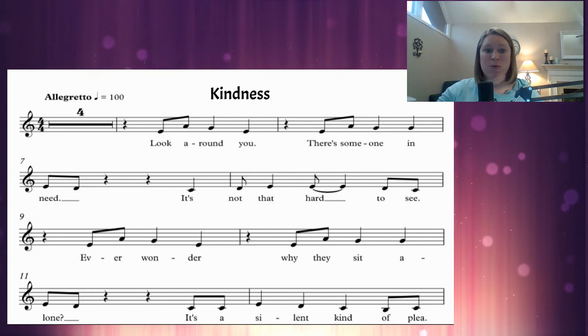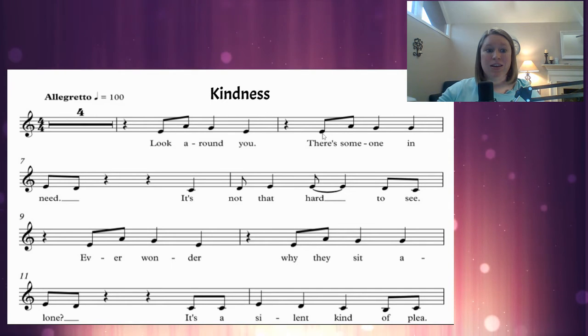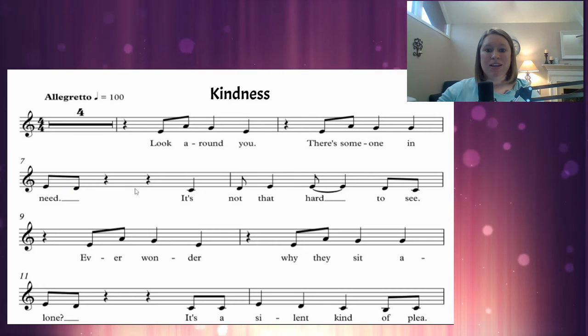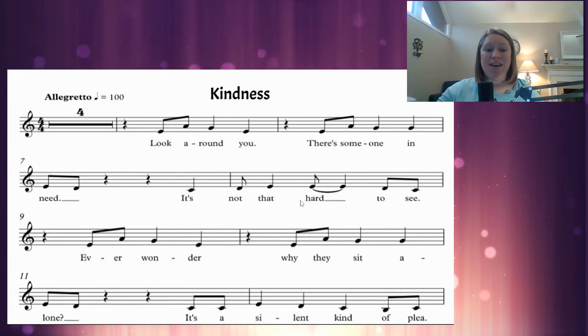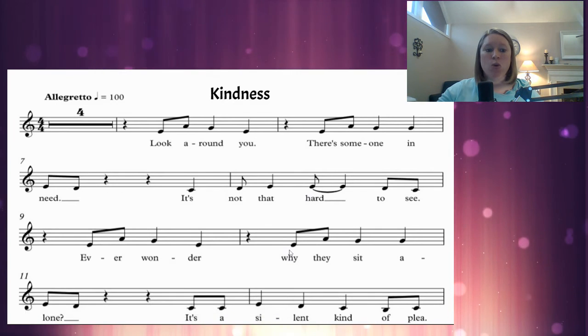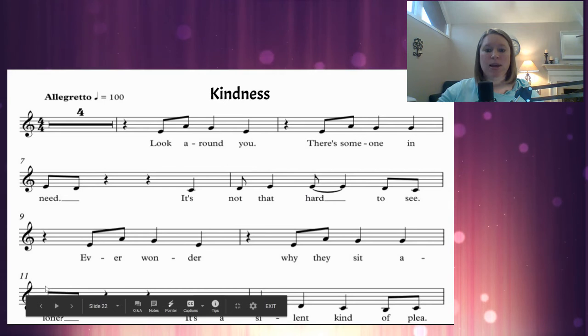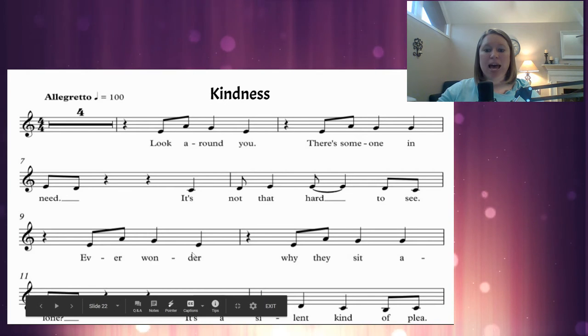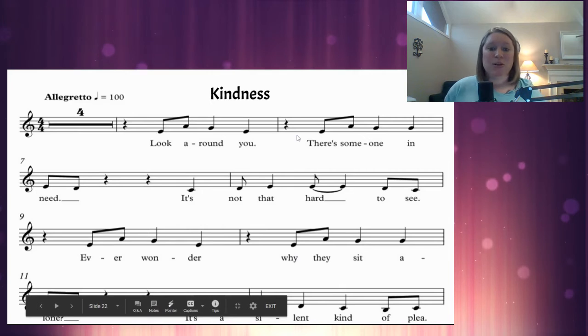Are you ready? Let's point to them. Look, you, there's, need, keep looking. That, hard, why, alone, and it's hard to see, my thing gets in the way. And then we have sigh. All right, so we have lots of E's. We kind of always come back to that note, don't we?